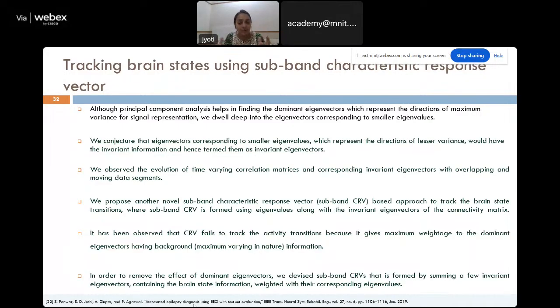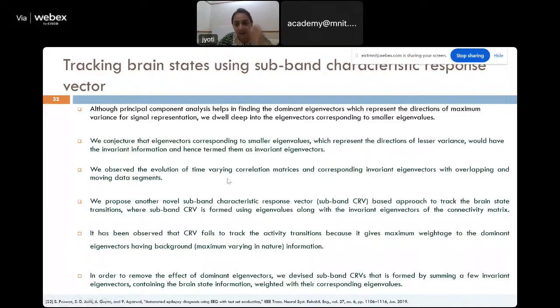So we have observed that dominant eigenvectors represent maximum variance directions, and the least dominant eigenvectors we have termed invariant eigenvectors, which represent the directions of minimum variance. If we want to capture something static in nature in our brain, some invariant information of the brain, ideally we should look at the eigenvectors corresponding to smaller eigenvalues. We have seen that.